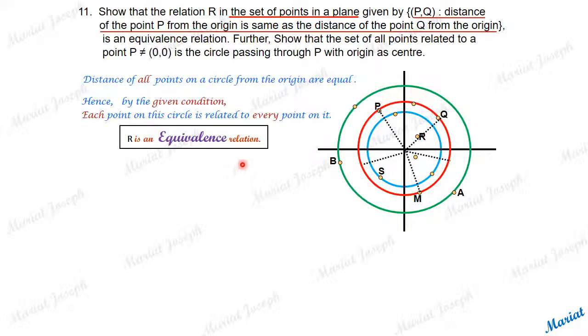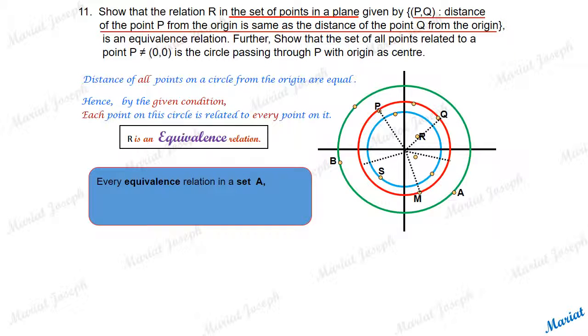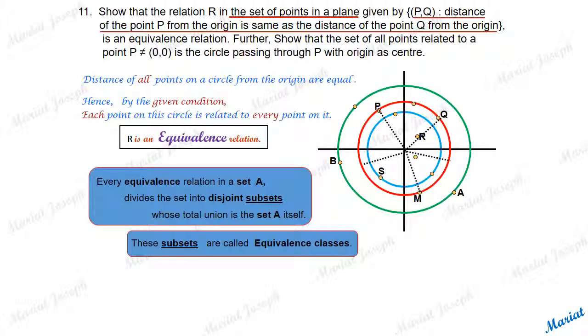It is an equivalence relation, and set of all points on a circle forms a subset which is an equivalence class. Every circle is an equivalence class. Every circle is set of points which are at same distance from the origin. Each of them is an equivalence class. Every equivalence relation divides a set into disjoint subsets whose total union is the set A itself. These subsets are called equivalence classes. Here, set of all points on any of these circles is one equivalence class.